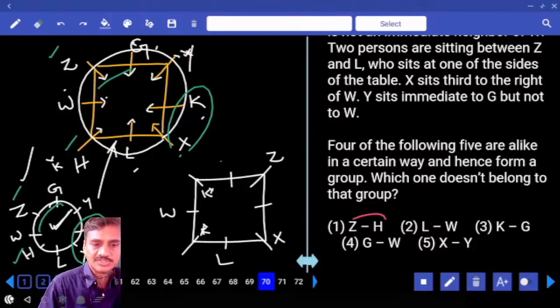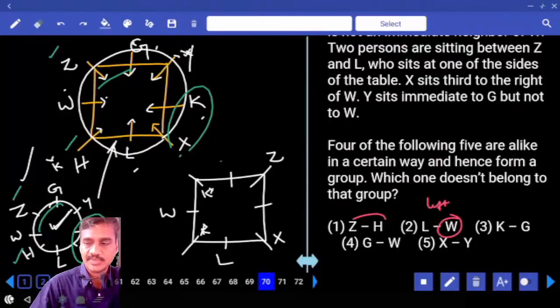H is second to the right of Z. The second person is second to the right of the first person. And W is second to the left of L. Here one is coming from the left, the other from the right. Now look at G. G is second to the right of K. So what is your answer? Choice 2 is the odd one.